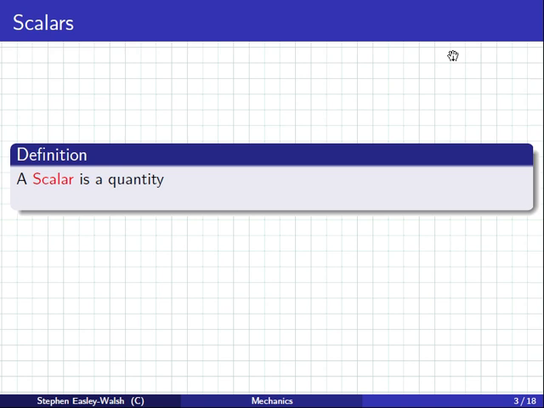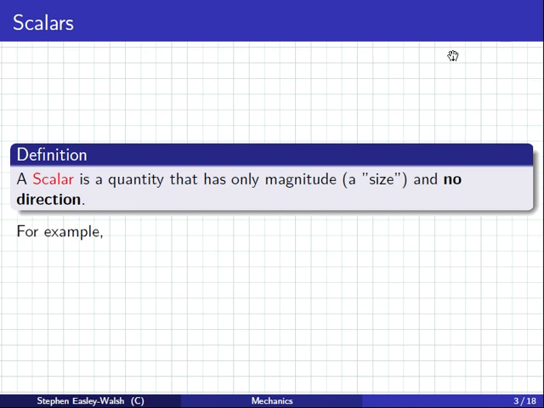Okay. So what is the definition? A scalar is a quantity. How might we finish this sentence? No direction. Yeah, and that's it. Has only magnitude, which is a size, and no direction. So this is a common physics exam question around the world, everywhere. So it is a definition you need to know.